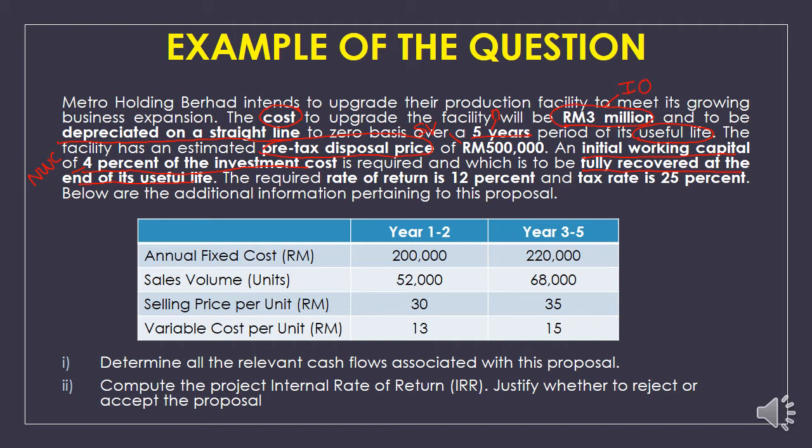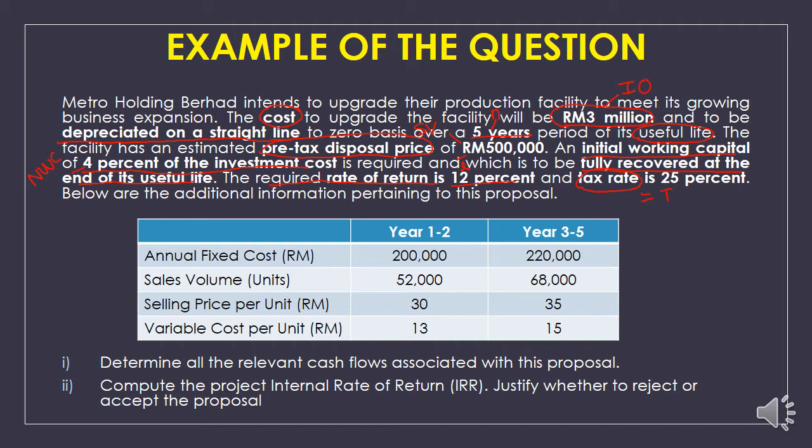So the required rate of return is 12%. The required rate of return is represented by I, so I is 12%. And the tax rate is 25%. The tax rate here is represented by T, which is 25%. Below is the additional information pertaining to this proposal.